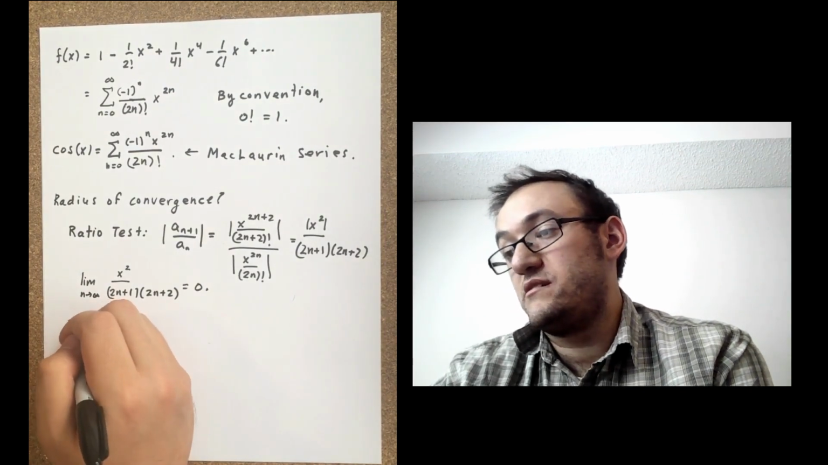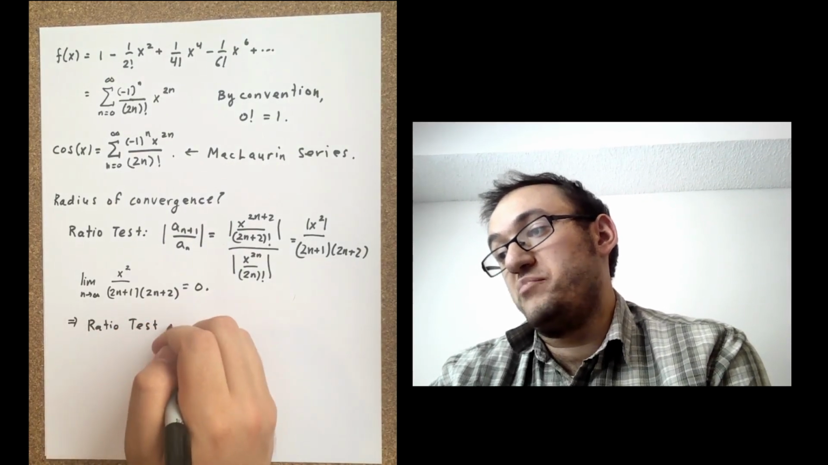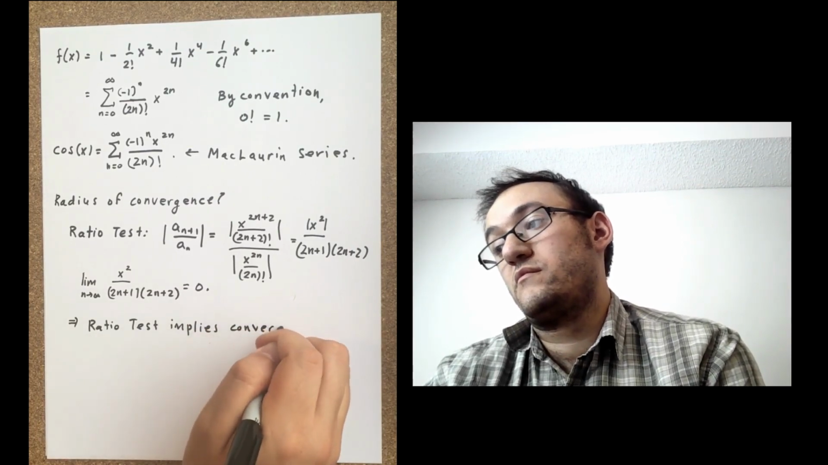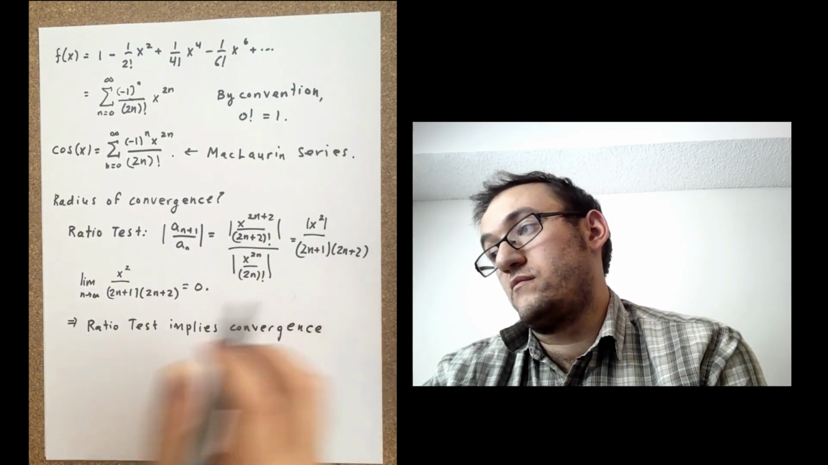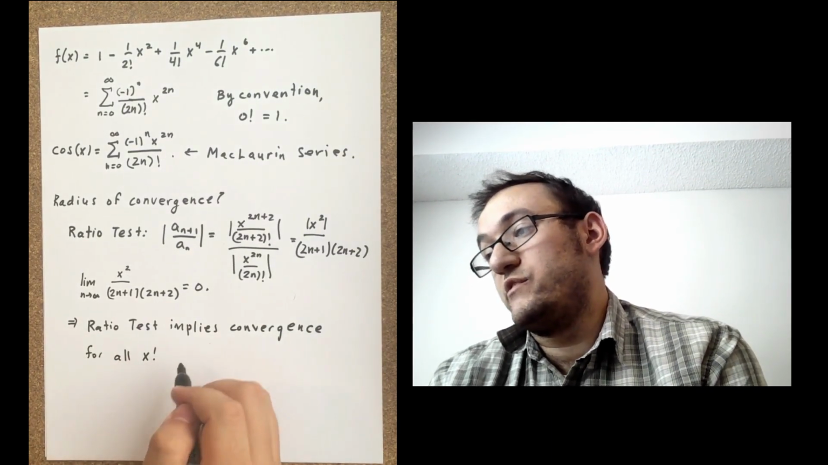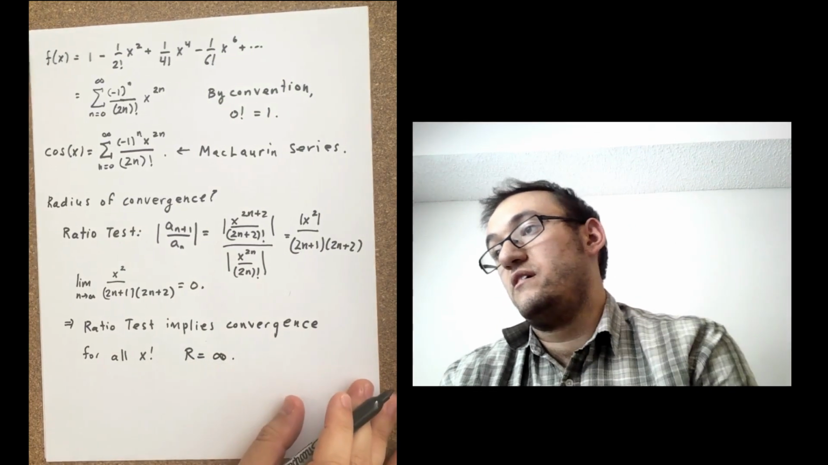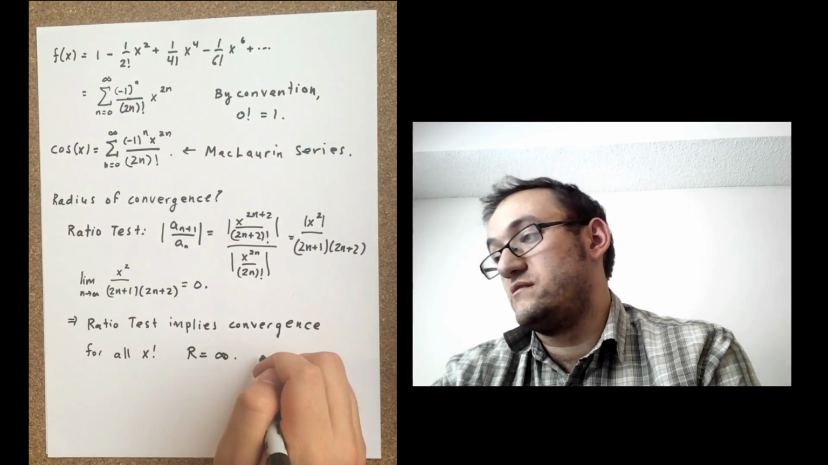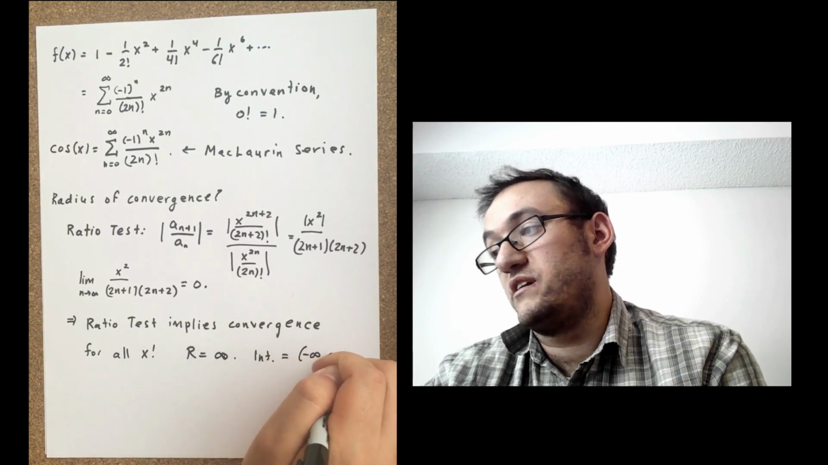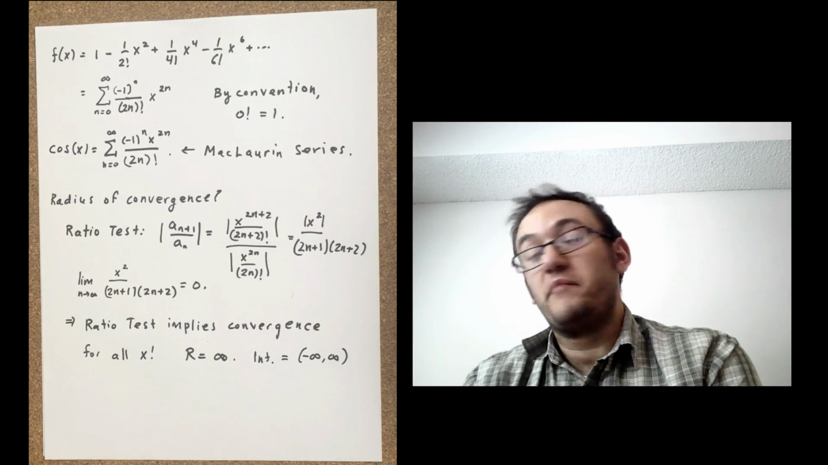So this means the ratio test implies convergence for all x, which means r equals infinity. And the interval of convergence is minus infinity to positive infinity. So that's our Maclaurin series for cosine.